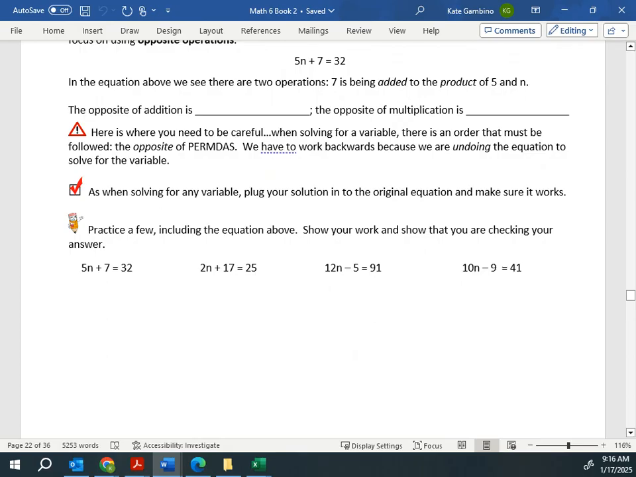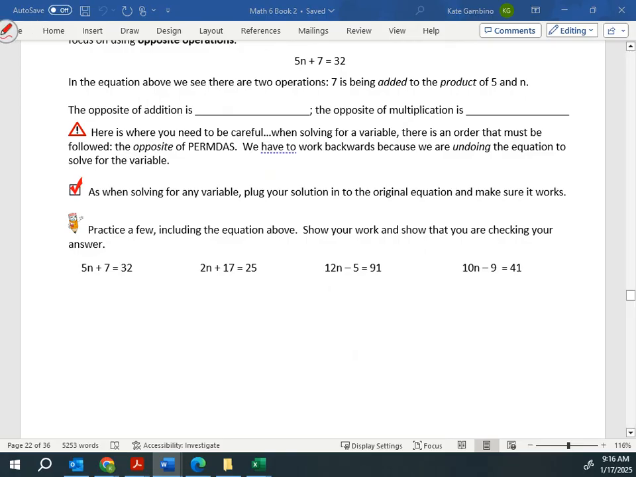So we have our equation of 5n plus 7 equals 32. So 5n plus 7 equals 32. So we can see 5n is multiplying. We can see the adding. Okay, so in the equation above, we see there are two operations. 7 is being added to the product of 5 and n. So we really need to think about opposite operations here.